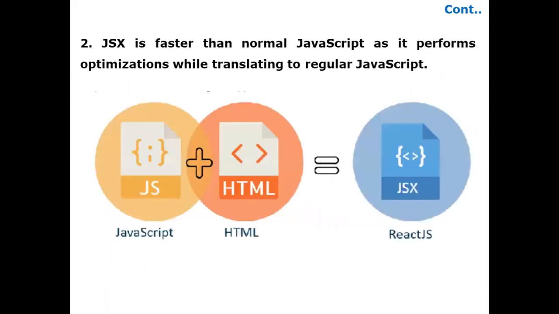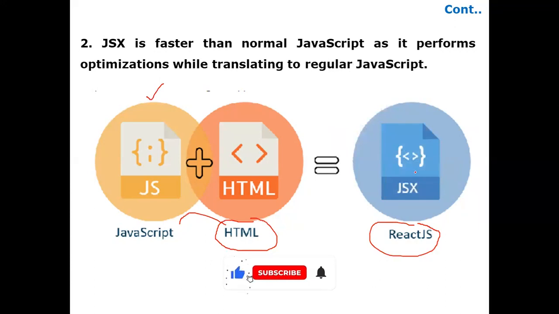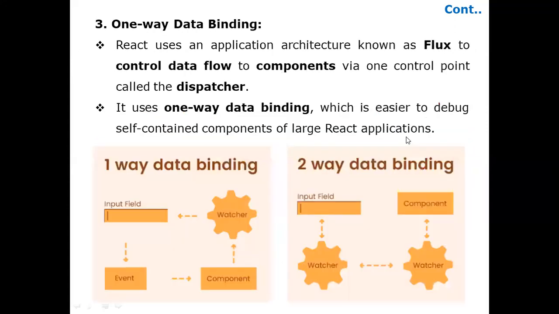The second feature is that JSX is faster than normal JS. How is it faster? Normally JS is separate. Now the markup language of HTML is combined into it, making it React JS. What is React JS? It's a combination of JS plus HTML, included inside one file. You have semicolons for JavaScript and tags for HTML. Both together make JSX.